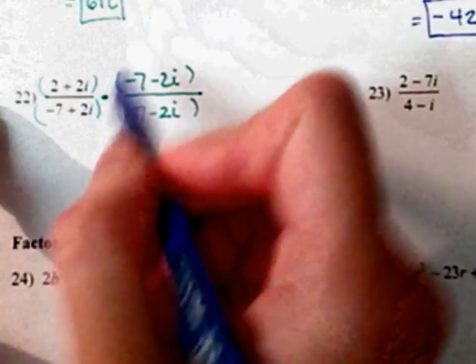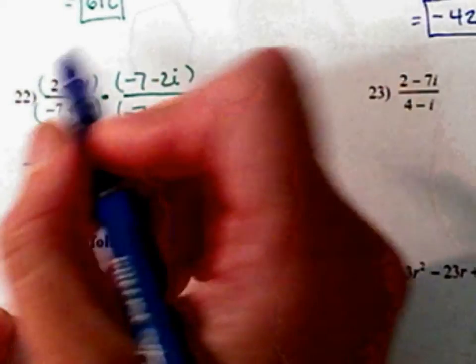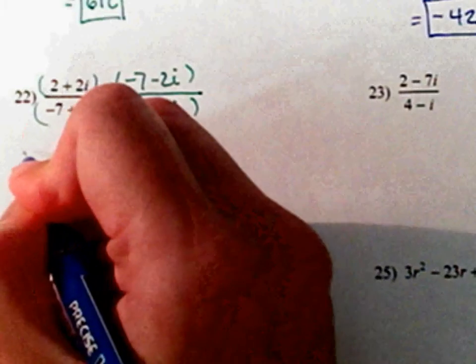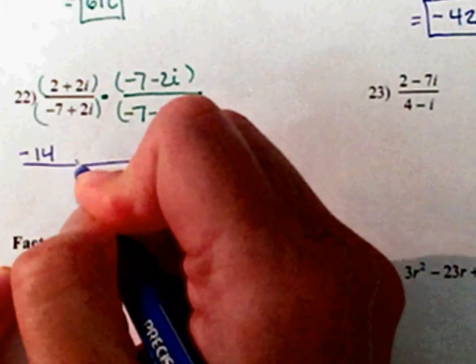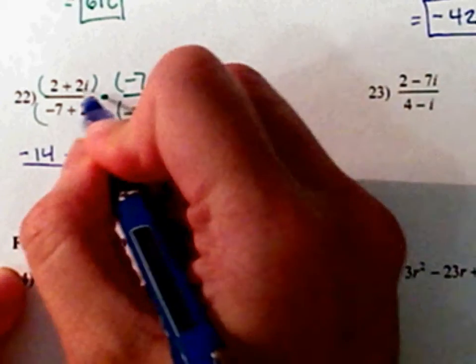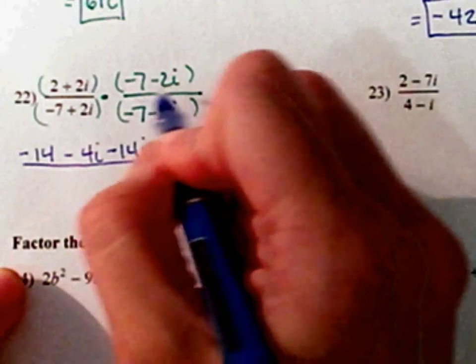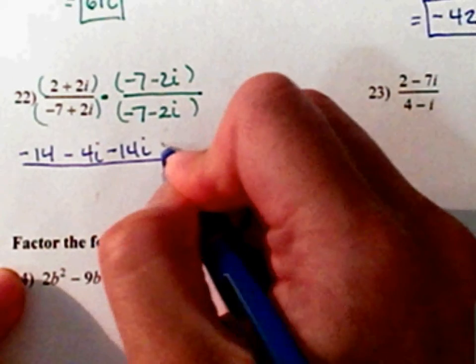So, draw your line. Numerator goes on top, denominator goes on the bottom. So, same thing. 2 times all of that. 2 times negative 7, negative 14. 2 times negative 2i, minus 4i. 2i times negative 7, negative 14i. 2i times negative 2i is negative 4i squared.